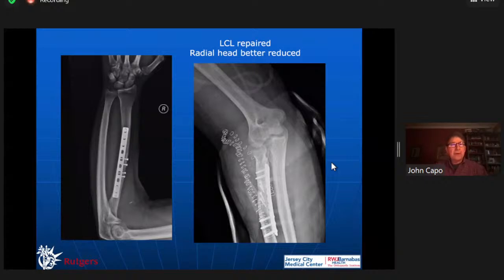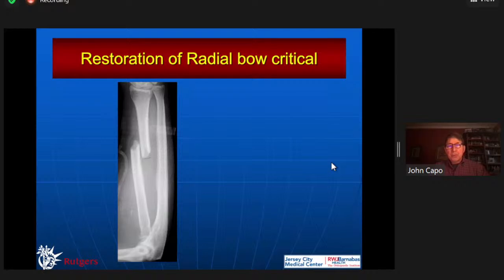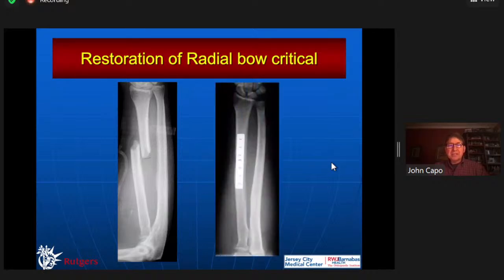So if I'm looking at a variance, I make sure I have a zero rotation view of the wrist and forearm of both sides. So radial bow, it's important. You see, this case doesn't have much radial bow, but again, the radial tuberosity is opposite the biceps tuberosity.